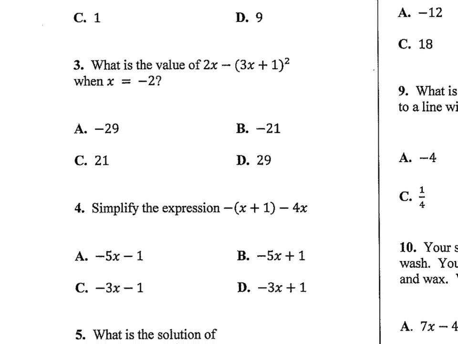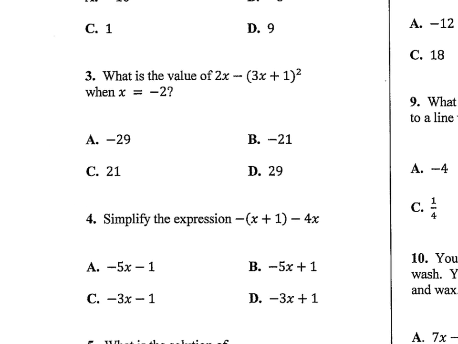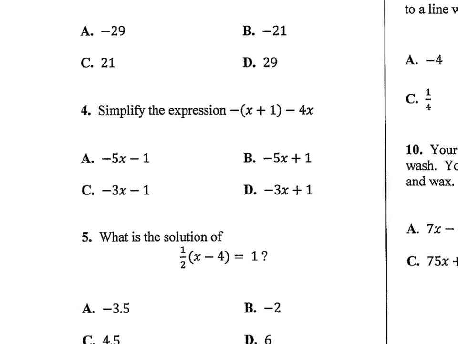Number three, what is the value of 2x minus 3x plus 1 squared when x equals negative 2? So just plug in negative 2 in these two places for x and solve it out. Make sure you follow the order of operations.